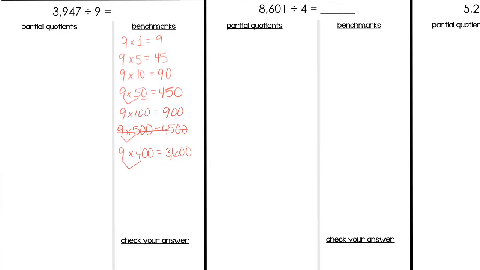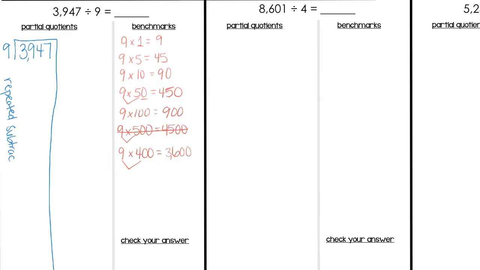Remember to use a pencil or a finger space so that you have some room to write the divided by 9. So we're going to write 3,947 divided by 9. And then I'm going to draw my line down because on this side I'm doing repeated subtraction, and on this side, I'm doing groups of 9.